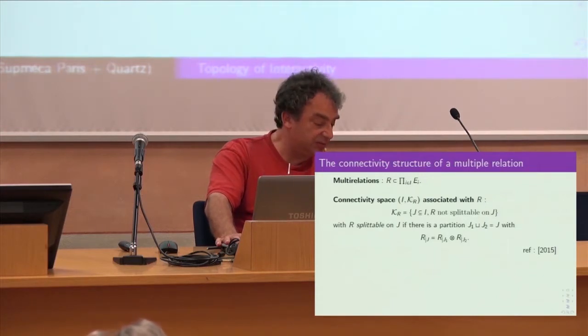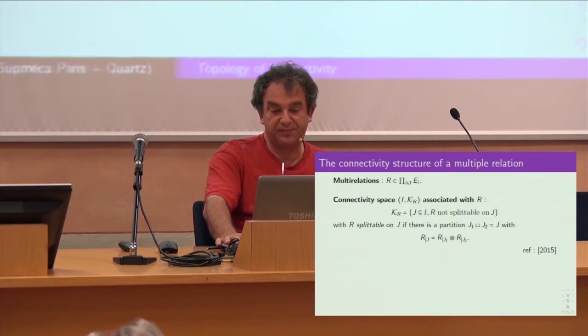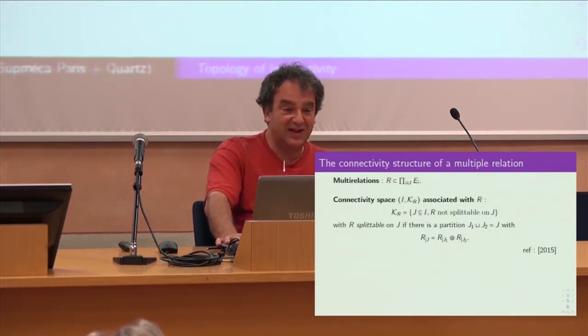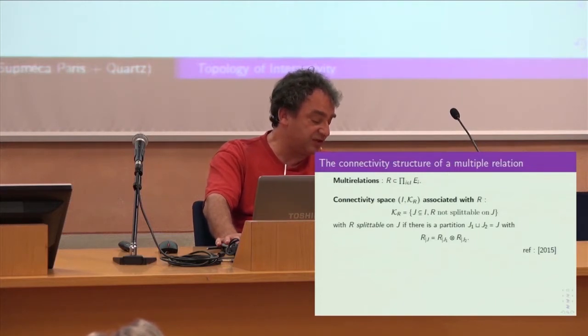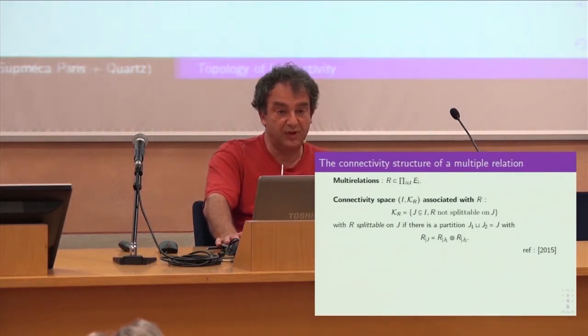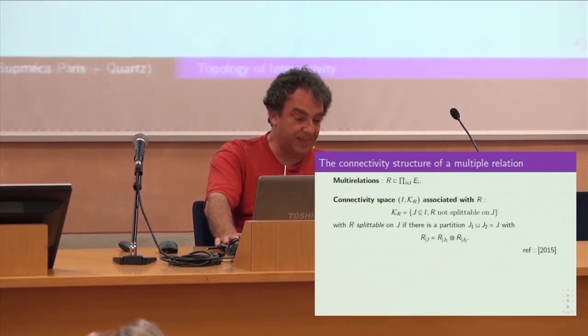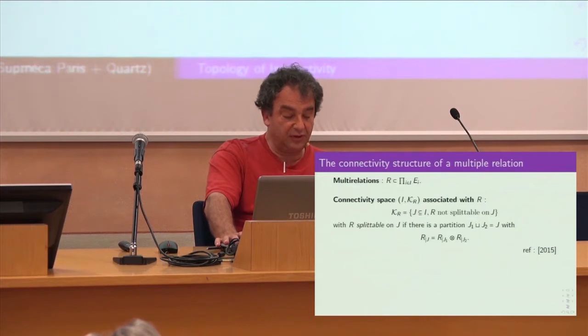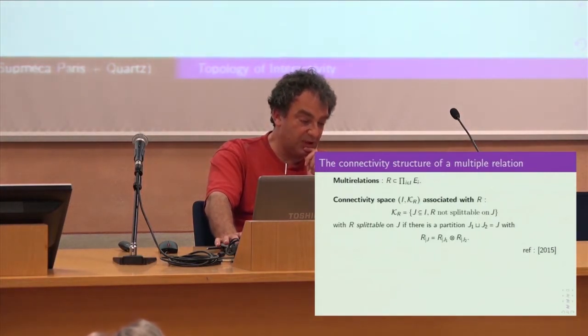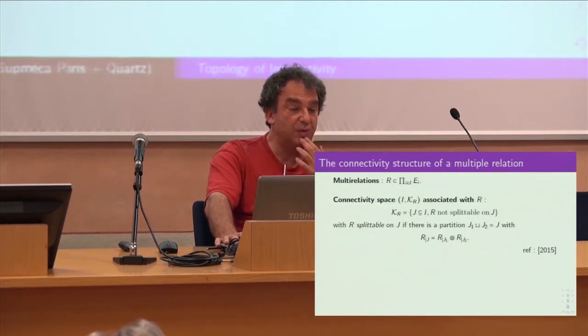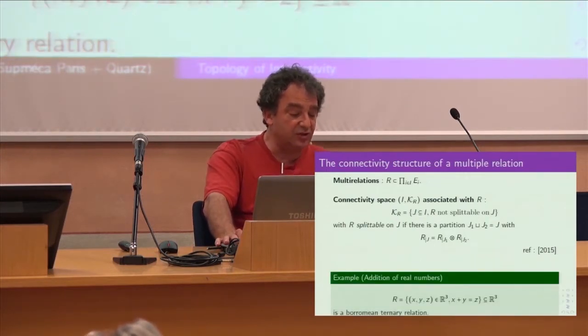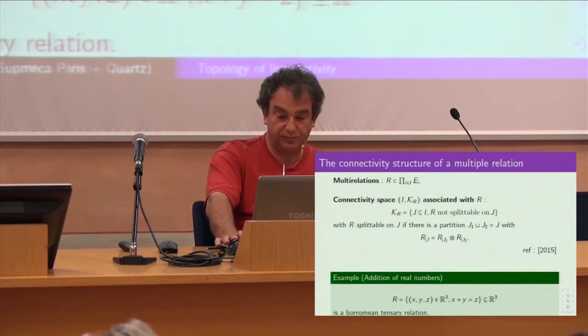We say that R is splittable if we can split it. And the connectivity structure consists just of subsets of I on which the multi-relation is not splittable. It's easy to check that this is a connectivity structure. So now I give an example of the Borromean connectivity structure with a very well-known multi-relation. That is the ternary relation on real numbers defined by addition. This is Borromean because in this relation, coordinates are independent pairwise, but not globally.